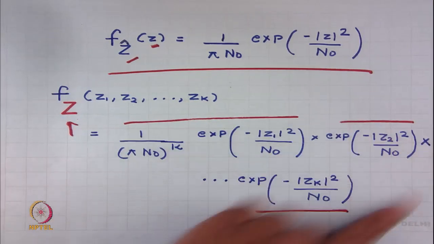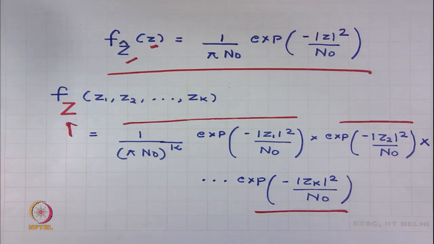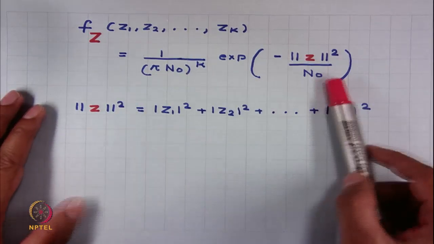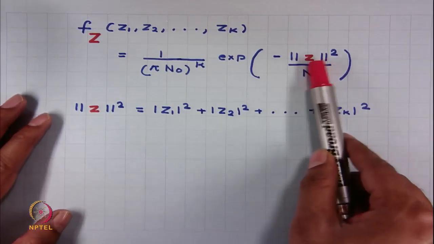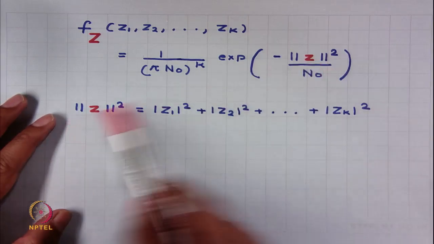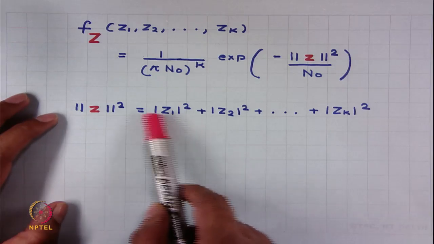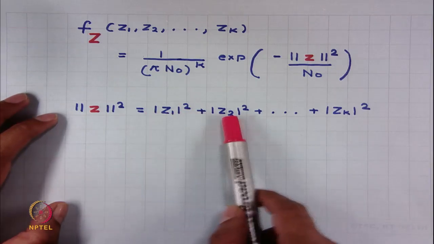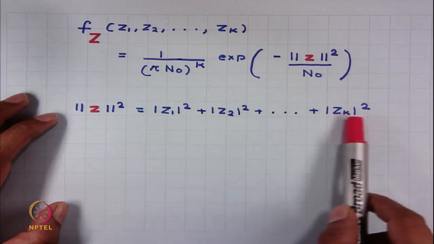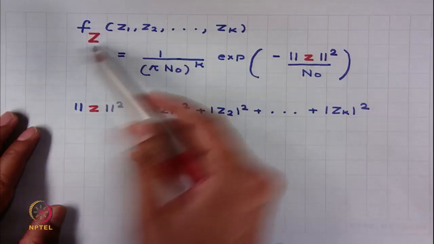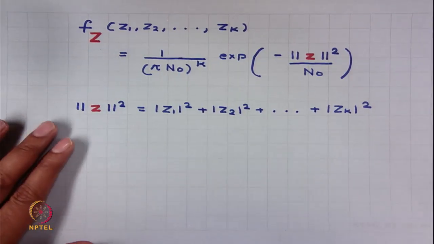When you multiply these, you get a very simple expression, in terms of the norm of z, and we already know that the norm square of z is simply mod square of z1 plus mod square of z2 up to mod square of zk. So, we have obtained the PDF of this Gaussian random vector z.